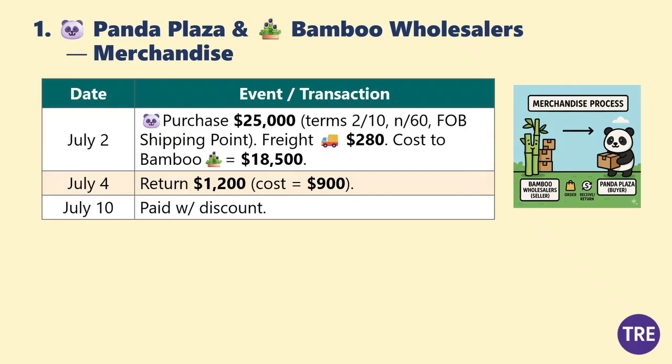This means a 2% cash discount is available if payment is made within 10 days, otherwise, the net amount is due in 60 days. Panda also pays $280 freight. The merchandise cost to Bamboo is $18,500. On July 4th, Panda returns $1,200 of goods. Bamboo restores these items to inventory. Their cost was $900. On July 10th, Panda pays the balance within the discount period.